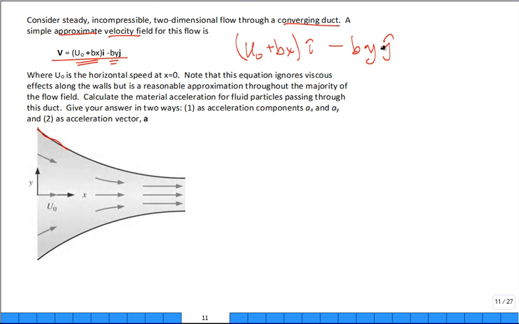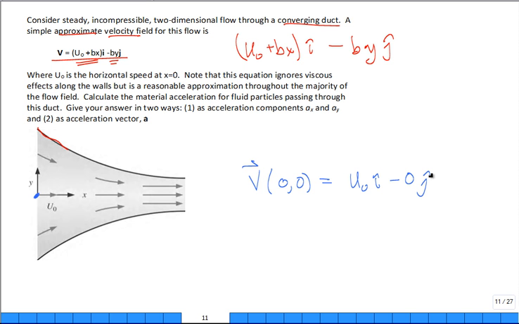So I could come out to this location. Here is 0, 0. And I could evaluate it. If I evaluate this V at 0, 0, what do I get back? V at 0, 0 is equal to U naught i. So it's completely in the x direction. The speed is completely in the x direction at the location 0, 0.